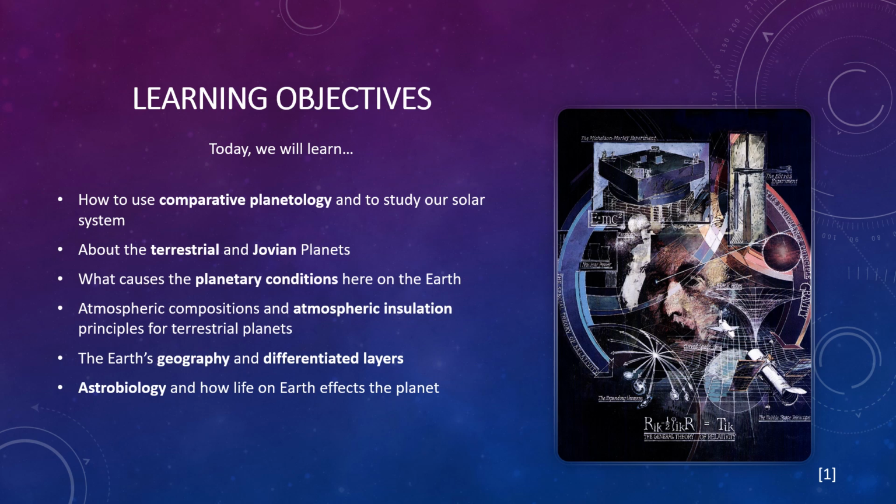We will also learn about what makes Earth so special and how we have the planetary conditions here on Earth that we do. We'll also learn about atmospheric compositions and how atmospheric insulation can affect terrestrial planets. We will also see how Earth's geography and differentiated layers make it so special. And then we will apply what we can learn about life here on Earth and how it affects our planet to learn a little bit about astrobiology and how we could apply what we know about how life affects our planet to study other planets, these exoplanets, to potentially look for signs of life.